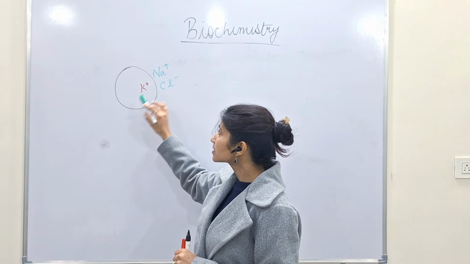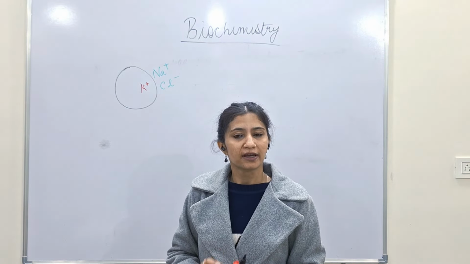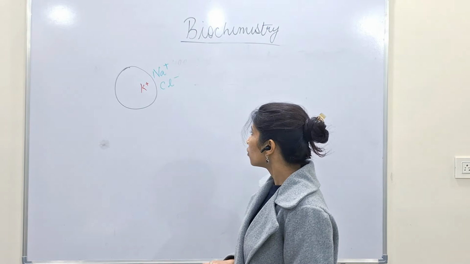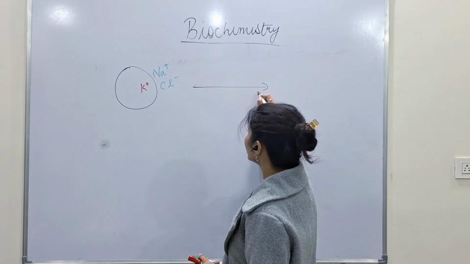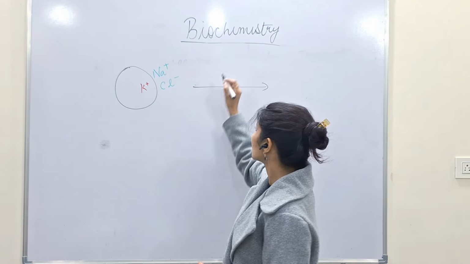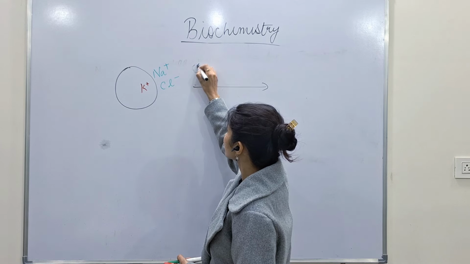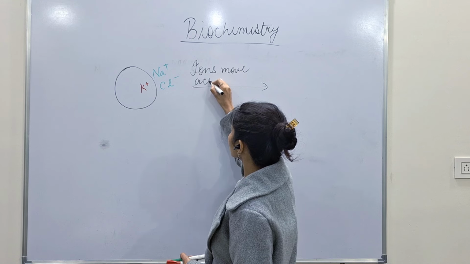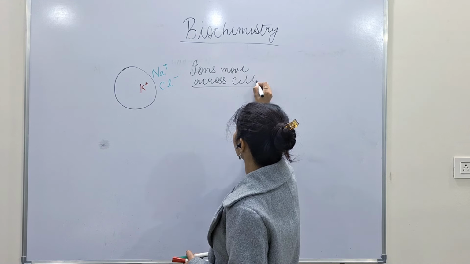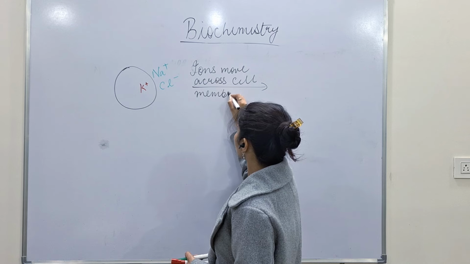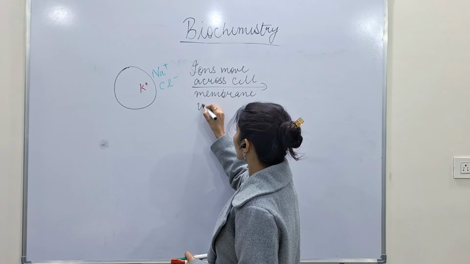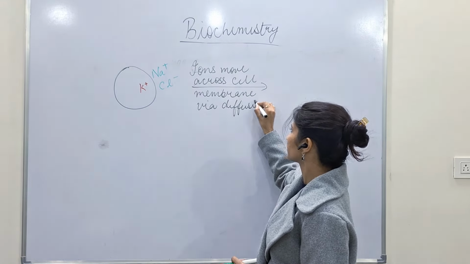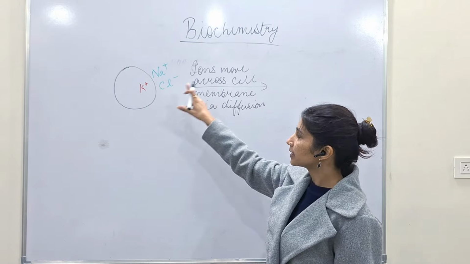One more thing, this type of arrangement is very important for the survival of the cell. For example, the nerve cell has the same type of arrangement. Now, over the course of time, there is a movement of the ions. So what happens? The ions move across the cell membrane via a process known as diffusion. So this is the process through which these ions move.